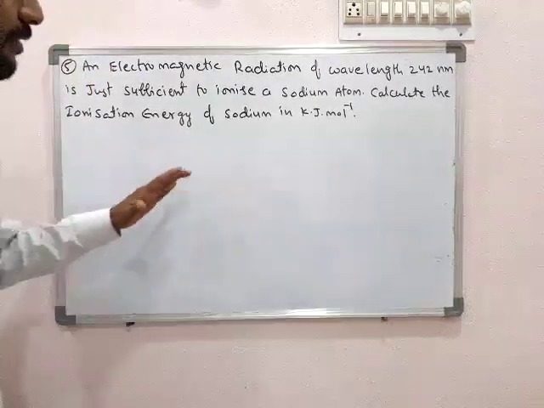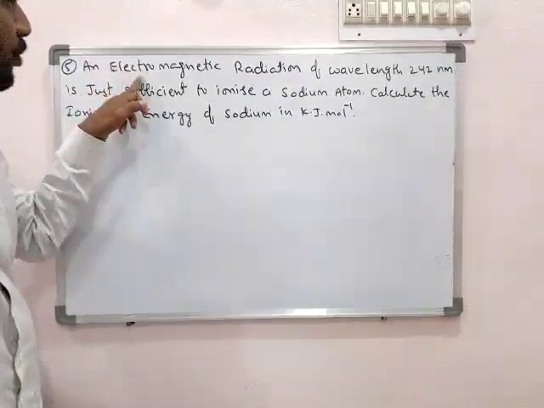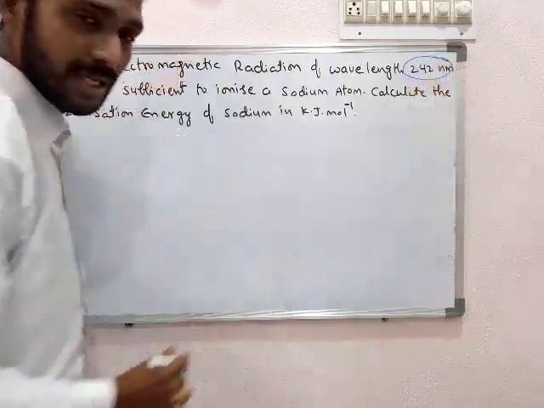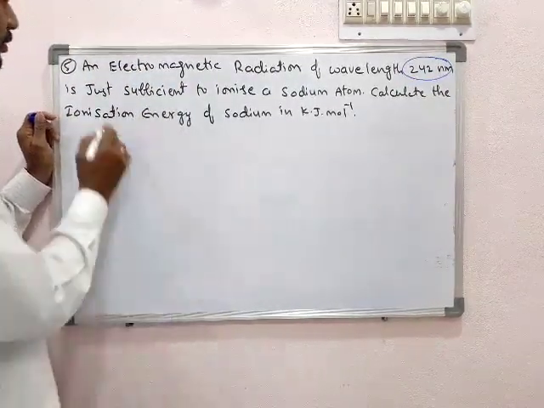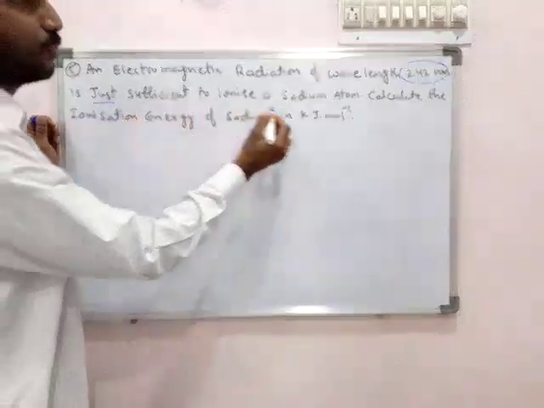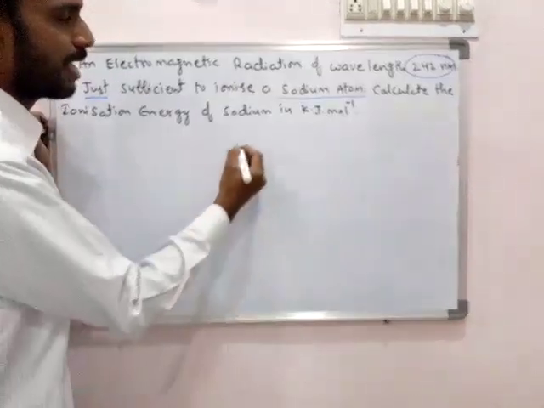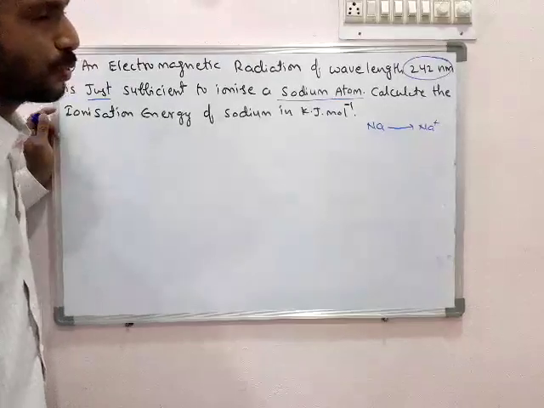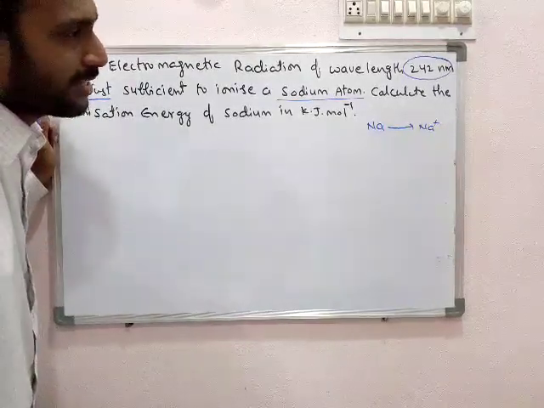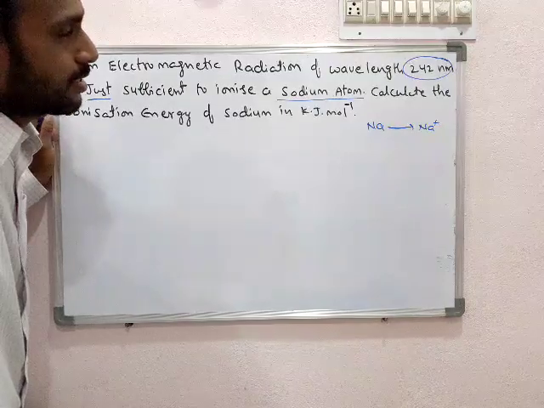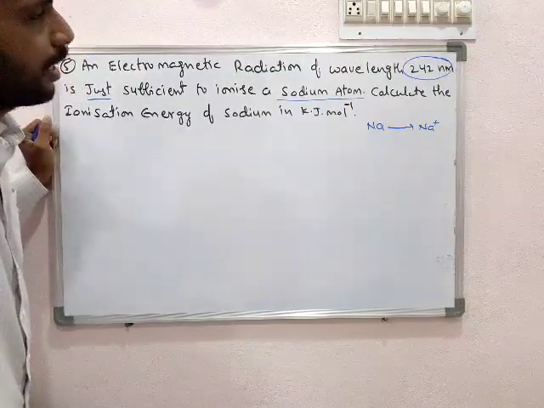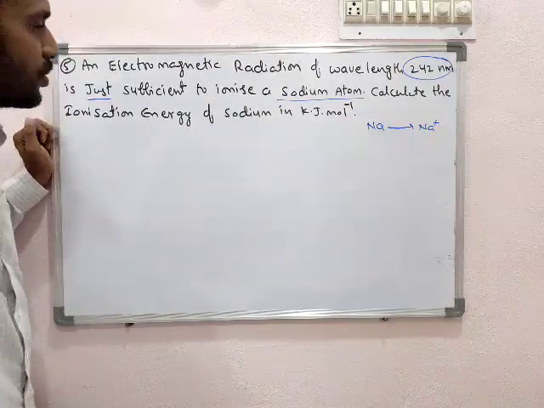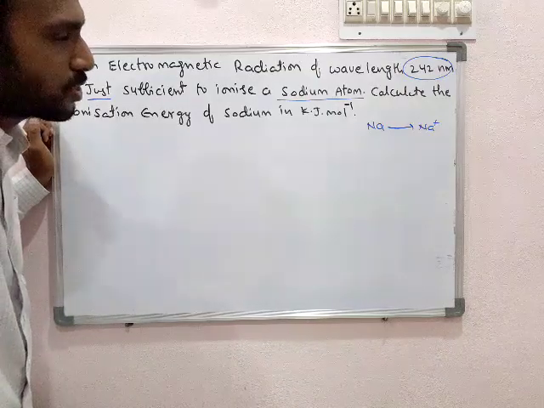Okay, see the next one, different from earlier problems. An electromagnetic radiation of wavelength 242 nanometers. Here lambda is given as 242 nanometer. It is just sufficient to ionize a sodium atom. Sodium atom ionization means converting sodium into sodium plus. That is ionization of sodium. It needs light having wavelength 242 nanometer. So calculate the ionization energy of sodium in kilojoules per mole.